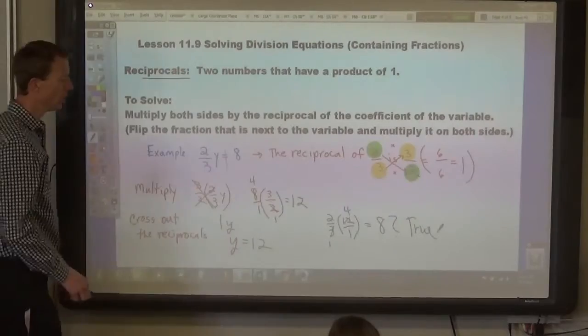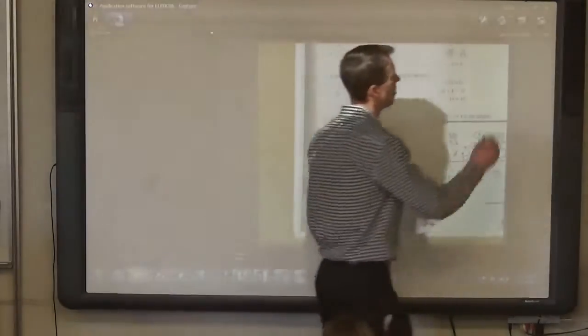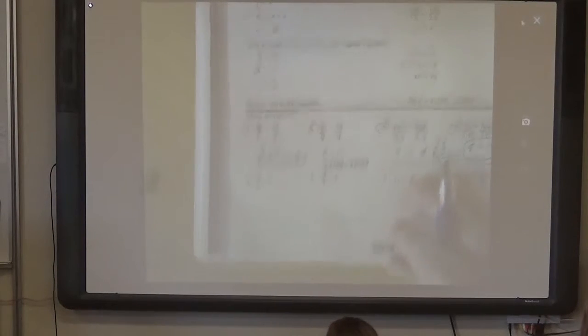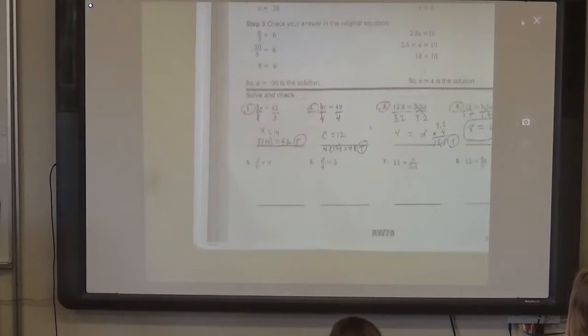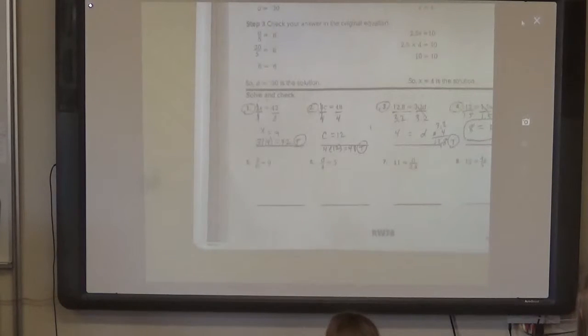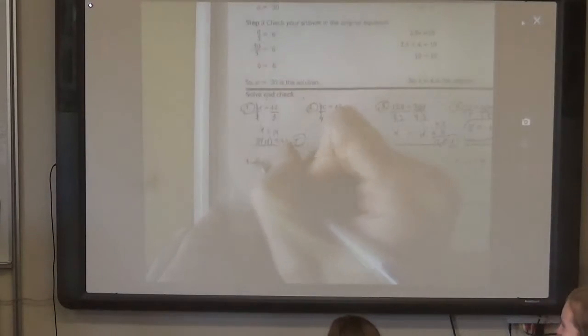Now let's go back to your worksheet. Go back to your worksheet. Number 5. What's the number next to the z? You can't see it, but there is a number there. How many z's are on the top line? No. If it's not written there, then it's just 1. So put a 1 next to the z.